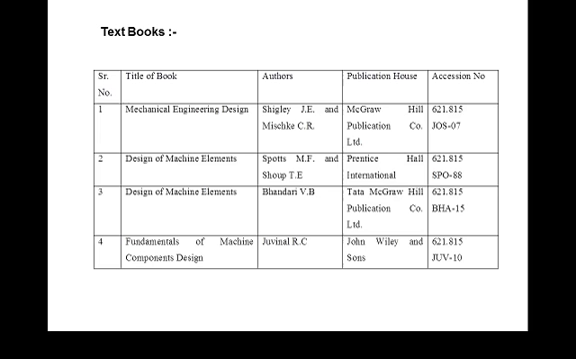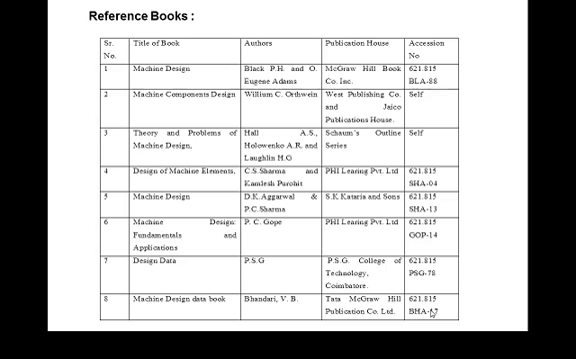The slide itself shows some accession numbers. I will suggest using the book by V.B. Bhandari. There are two books: one is Design of Machine Elements, and the second is Introduction to Machine Design. I suggest both books should be in your personal library, because they will be required. Then some reference books are also available. All the reference books are available in our college library. Okay, these are the different names. You can go through them.